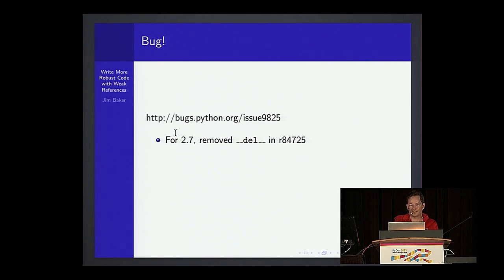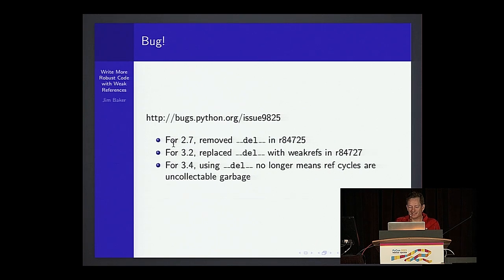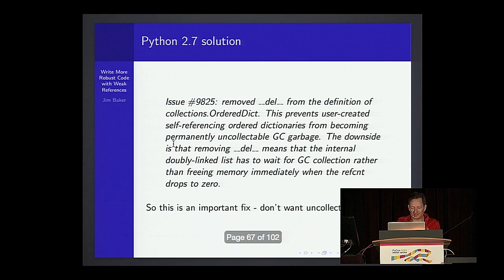In any event, there was a bug in OrderedDict around this very issue. Now, for 2.7, they removed the __del__. I'll explain why in just a moment. For 3.2, they replaced __del__ with weak references. And for 3.4, using __del__, this finalizer no longer means ref cycles are uncollectible garbage, which is why they had to go and do this.